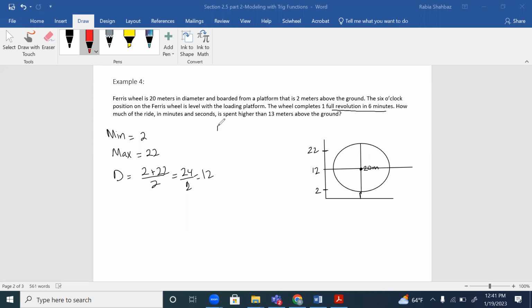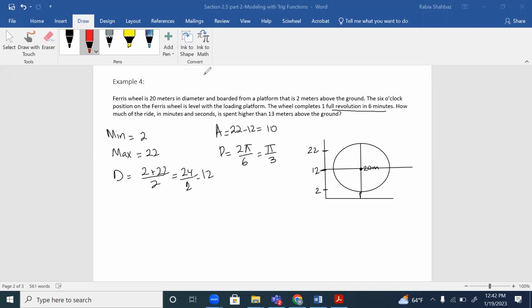Hopefully you figured out that the amplitude is the distance between the midline and the maximum, or the midline and the minimum, which happens to be 10. The period is 2 pi divided by 6, which is pi over 3.